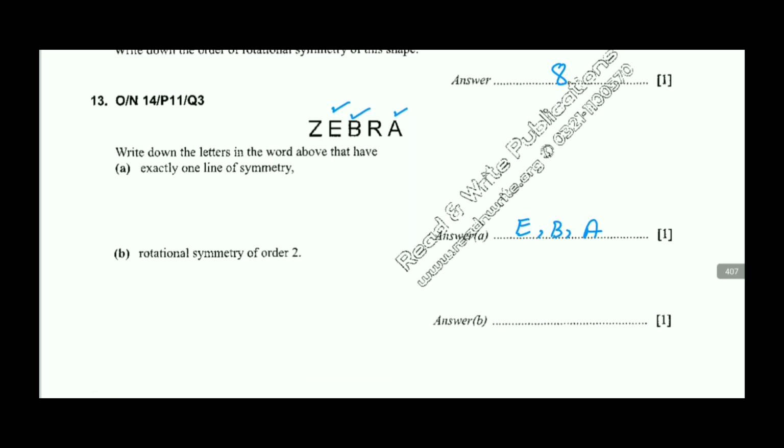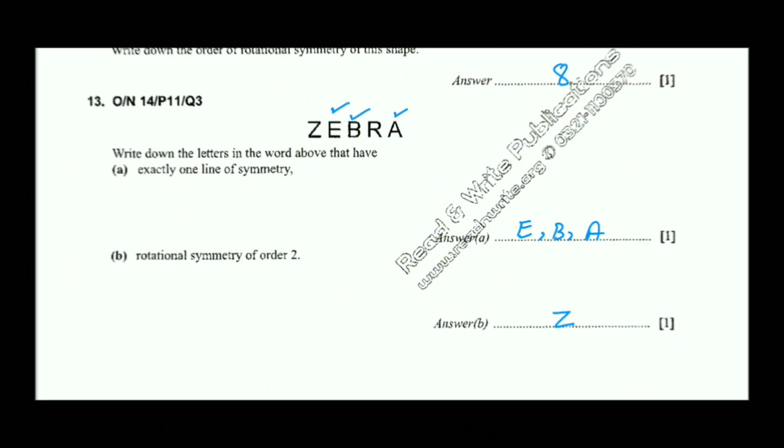Rotational symmetry of order 2 is of Z. So Z will be the answer.